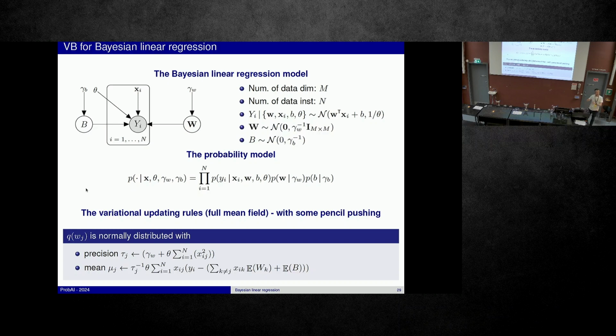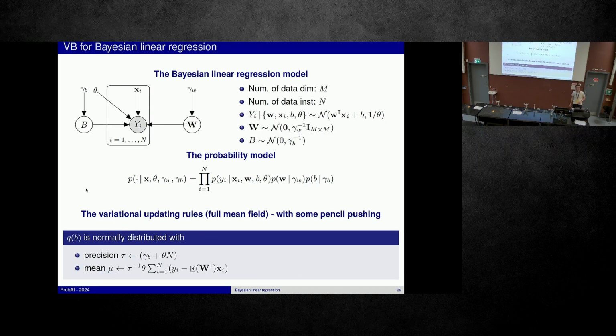The updating rule, and here we'll spare you all the details. The slides include supplementary material, so if you want to verify how the updating rules are derived, you can go into the supplementary material at the end of the slide set. But otherwise, cutting it a bit short, we assume that Q, the variational distribution over the weight, is normally distributed with a precision taking this form here and the mean value taking this form here. And again, all the details are in the supplementary material.